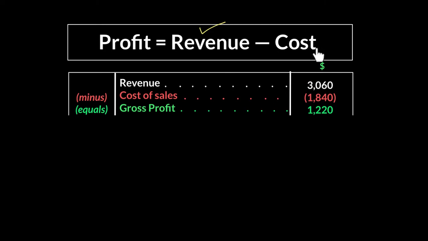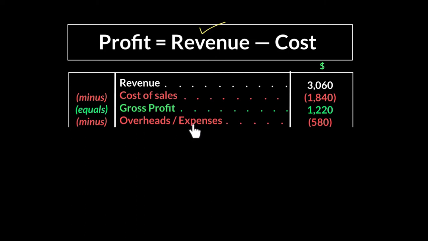The other half are my indirect costs or my fixed costs. Okay, those obviously also have to be paid from the revenue that the company is making. And those are given the term in our income statement of overheads or expenses. Okay, these are your indirect costs. It may include marketing expenses, administrative costs, rent, salaries. All those entries go in there. In this example, that amounts to $580.